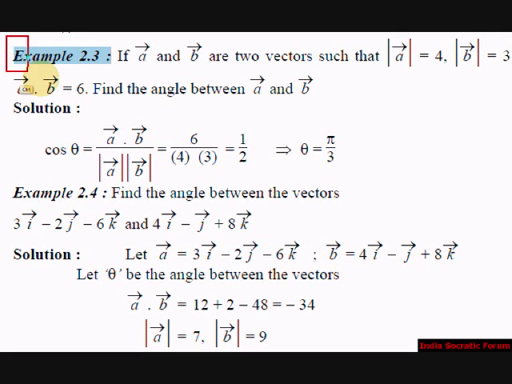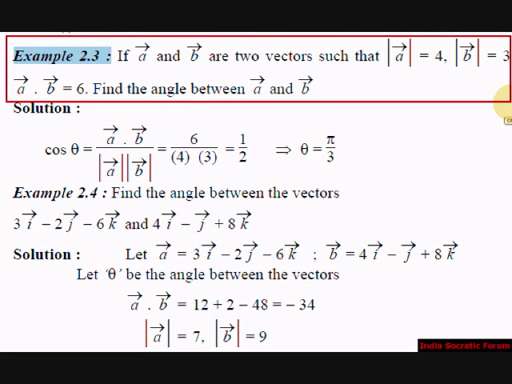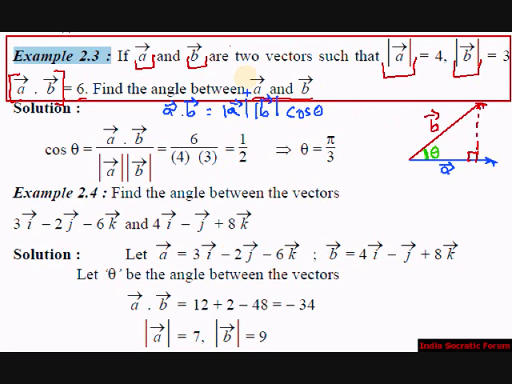Let us take this example 2.3. If A vector and B vector are two such vectors, modulus of A vector equal to 4, modulus of B vector is 3, then A vector dot B vector equal to 6. Find the angle between A vector and B vector. So from this problem we got modulus of A vector, modulus of B vector and A dot B vector's value.